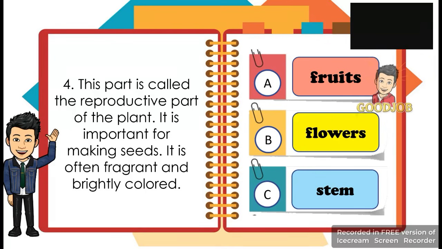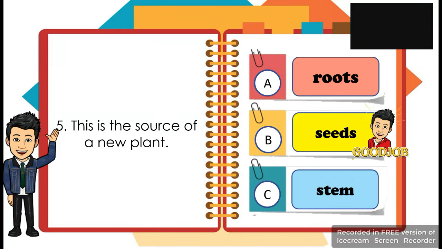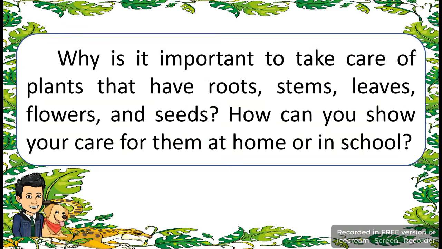The answer is flower. Number 5. This is the source of new plants. A. Roots, B. Seeds, C. Stem. The answer is seeds. Good job, kids.